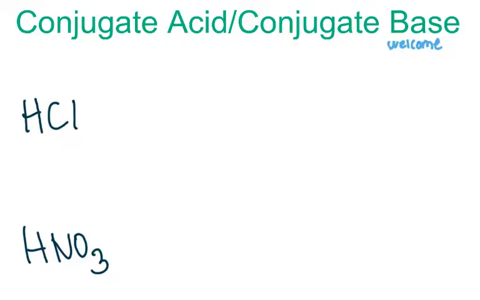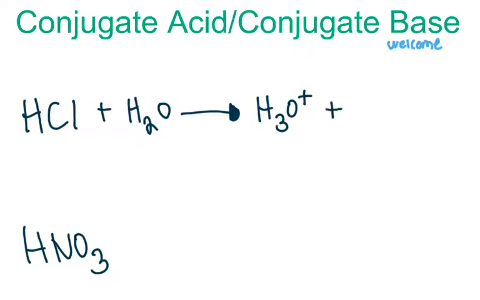So let's go ahead and see what happens when we react hydrochloric acid, which is one of our strong acids, with water. Hydrochloric acid plus water will yield, so let me go and write out the reaction. We're going to have our hydronium cation, which tells us that we're in an acidic solution, and our chloride anion.